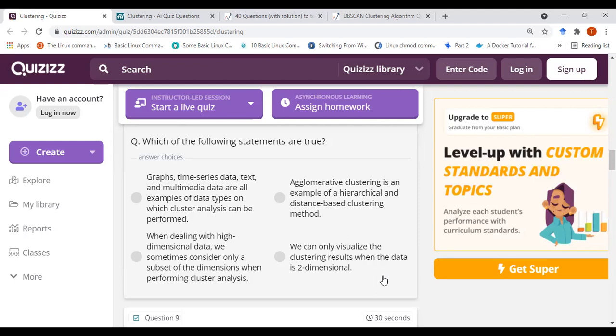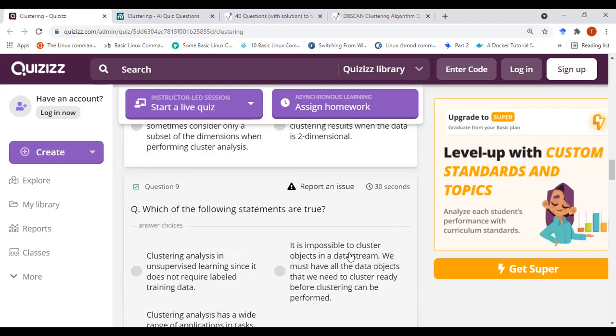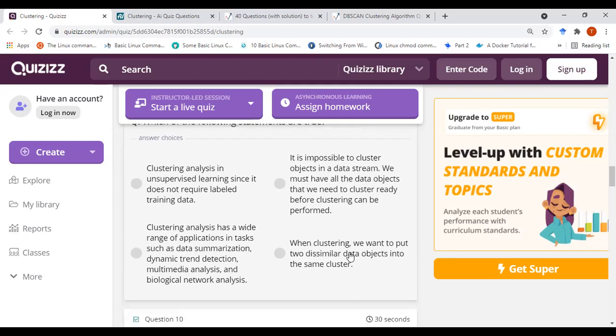So, 1 and 2. Haan ji, clustering is unsupervised learning. Is that true? Which of the following are true? Yes, this is true. It has a wide range of application, summarization, dynamic trend detection. Trend detection? No. Again, it is impossible to cluster objects in a data stream. I think that is possible. But this is wrong. When clustering, we want to put two dissimilar, that's wrong. So this is the right answer. Okay.